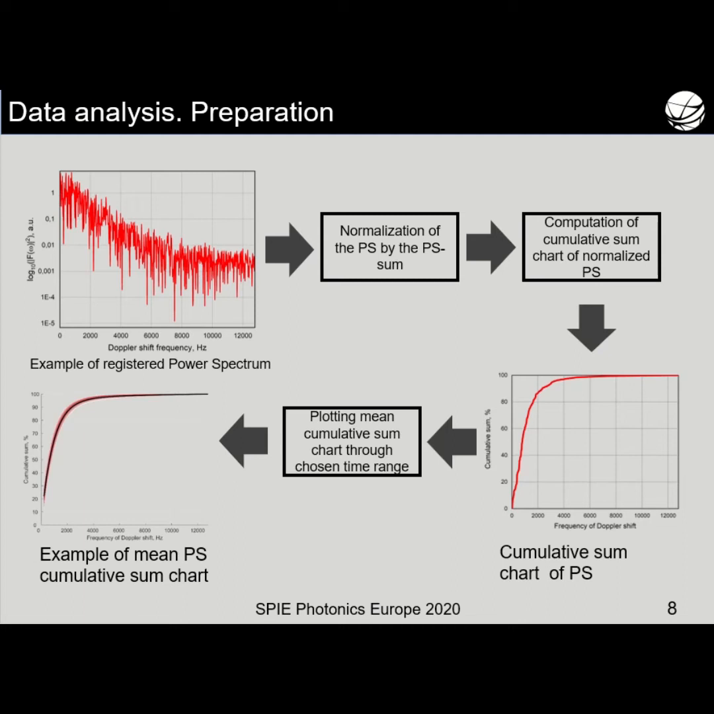At the first step, the registered spectrum is normalized by its own sum. Thus, we can evaluate what part of the signal is concentrated in different subbands. The next step is computing the cumulative sum chart. This chart provides the ability to find how much signal is placed at a certain frequency. Finally, we calculate a mean cumulative sum chart across the selected time range.